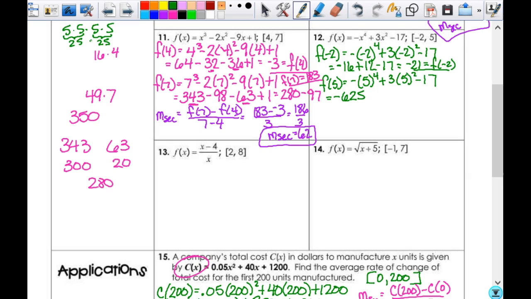And again, it's not about being the fastest at it. It's about not having to do all the scratch work all the time, because that's where the careless mistakes come in. Okay, good job. So it's 625, however you found it.